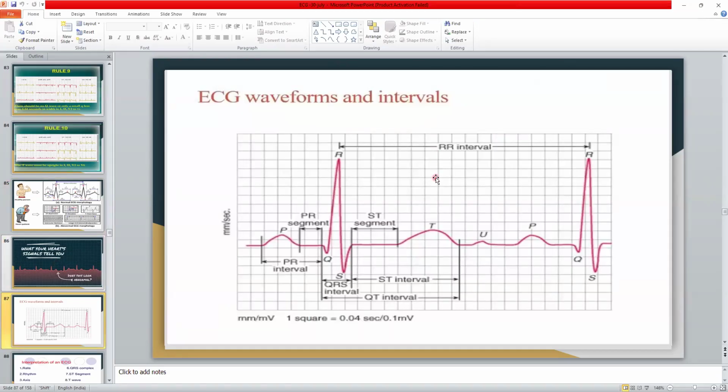Let us recollect the normal ECG morphology. This is the normal ECG with its waveforms and intervals: P wave, T wave, U wave, QRS complex, PR interval, PR segment, QRS interval, ST interval, QT interval, and U wave.